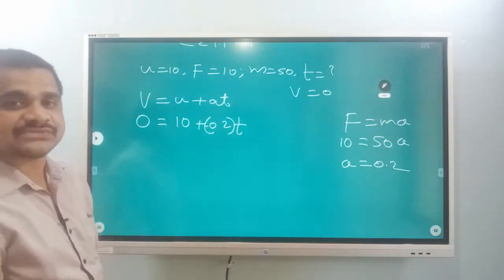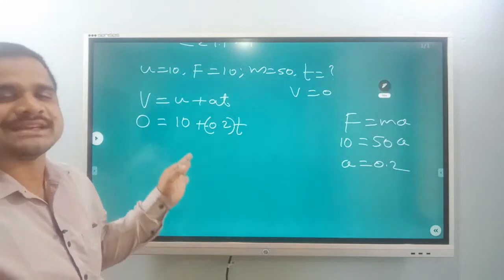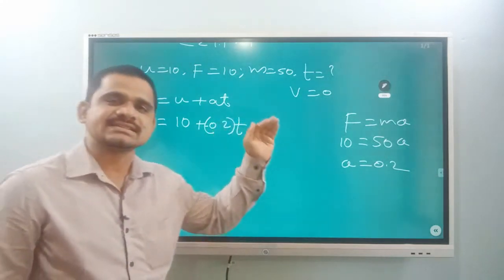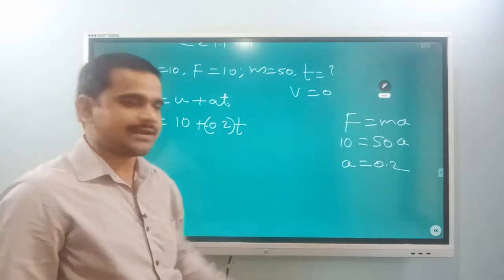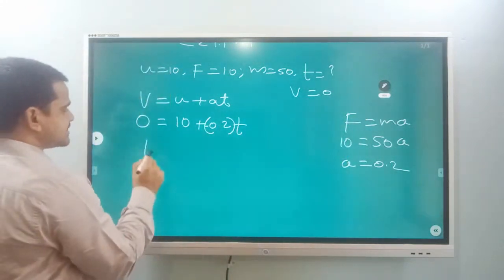Tell me here. Why am I taking the minus? Retarding force. The speed is decreasing. It is decreasing the speed. That's why. Okay, fine. Now take it. T is equal to how much will you get?